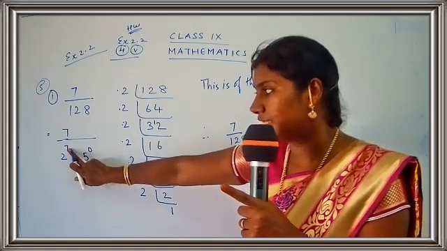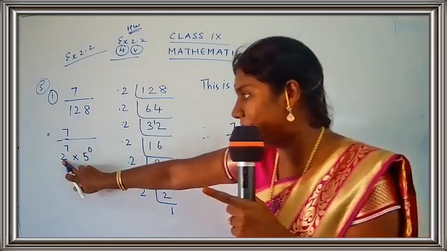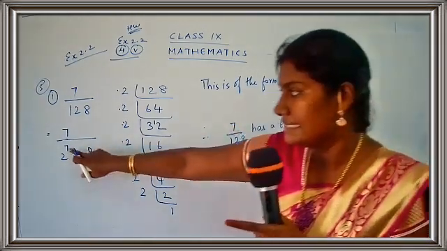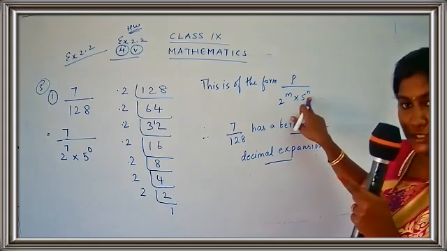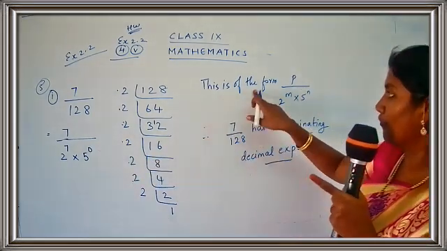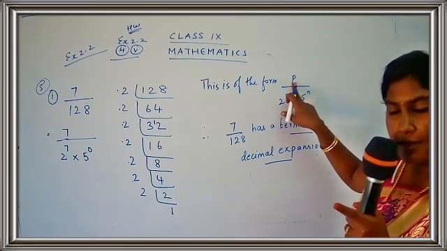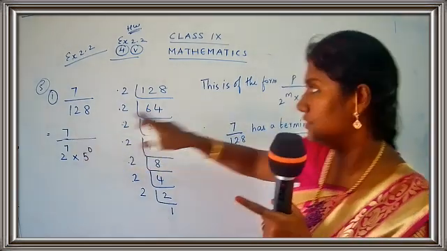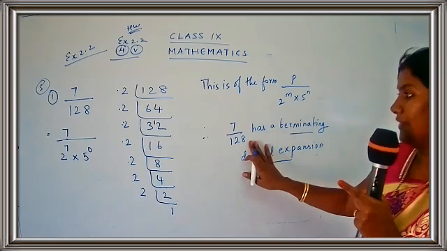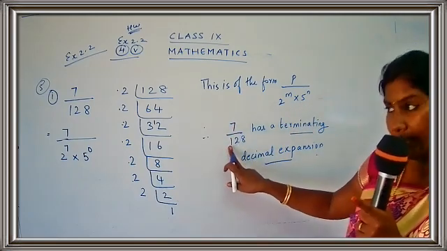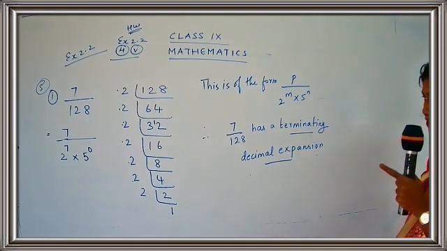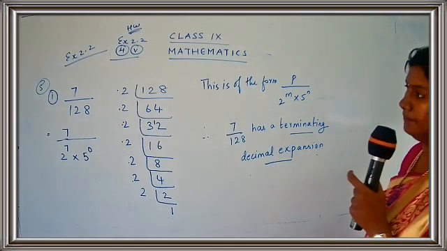So 2 raised to 7 into 5 raised to 0. That means I have 2 raised to m. What is the m value here? 7. I have 5 raised to n. What is the value for n here? 0. This is of the form p upon, what is p here? p is 7. This is of the form p upon 2 raised to m into 5 raised to n. Therefore, 7 upon 128 has a terminating expansion. Just write down the sum, children.